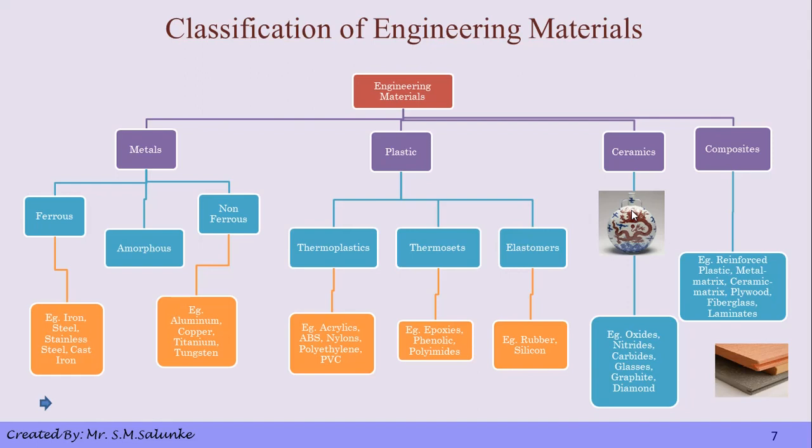Next major category is ceramics. We have seen ceramic materials around us and also in our house. Glassware, dinnerware, kitchenware, etc. are some examples of ceramics that are present in our house.